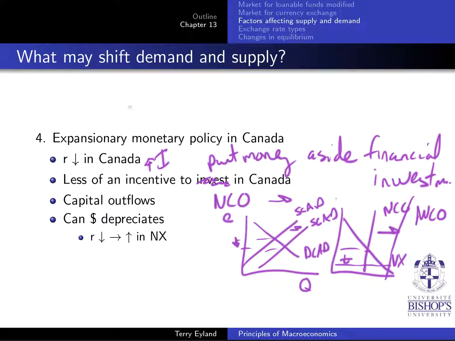Okay, and here a drop in interest rates leads to the currency depreciating and net exports going up. And we can notice this on this graph as well, that as this interest rate goes down, the quantity of net exports has actually gone up.